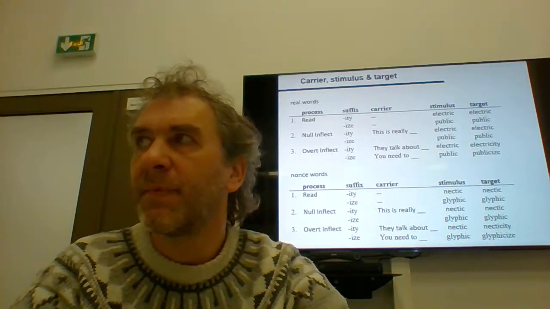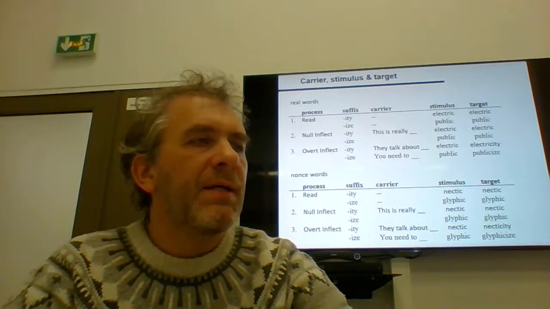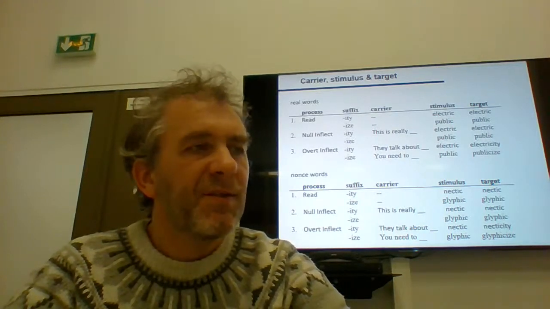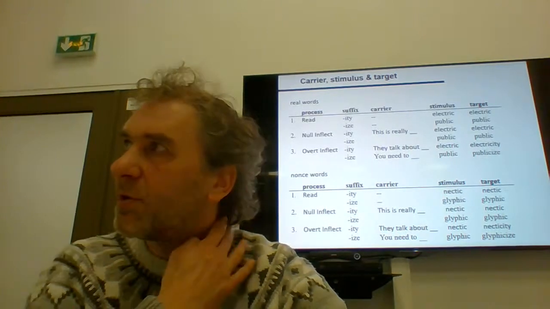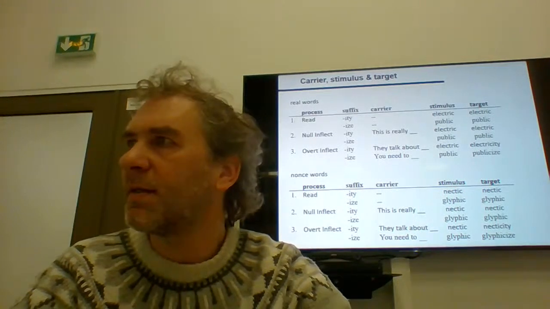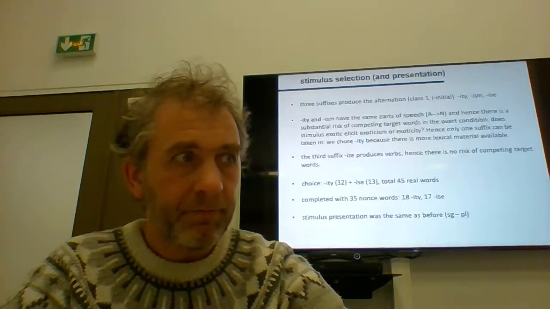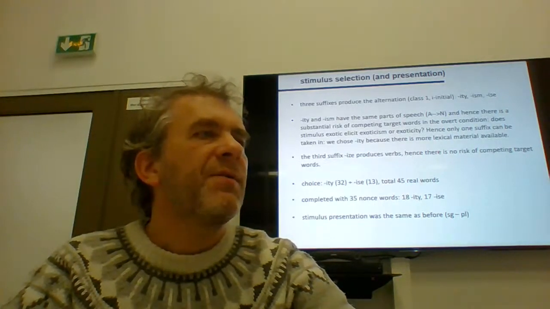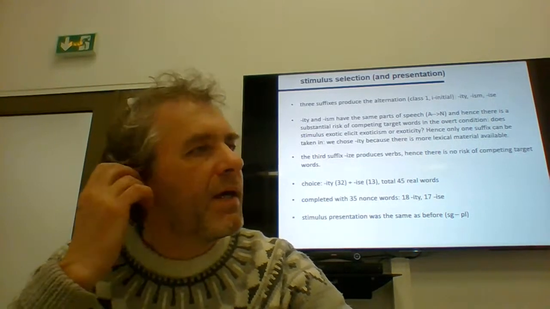Okay. So again, it's like with the singular plural, the carrier enforces the kind of word you want to hear. Okay. And the same goes for the nonce words. So nectic or glyphic. So nectic gets necticity, and if they talk about nectic and then they produce necticity, and you need to glyphic and they do glyphicize. Okay. So there are actually three suffixes that produce the alternation. So idi, ism, and eyes.